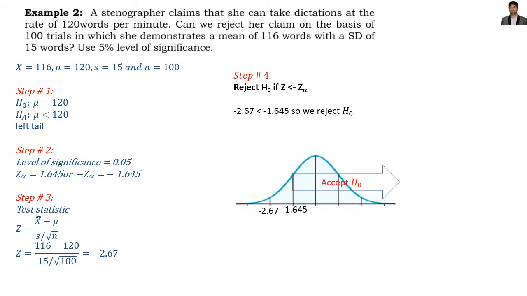Step number 4. Minus 1.645 is on the left side and right side is acceptance region. If the value of test statistic falls here, we will accept H0. So minus 2.67 falls outside this region. So it means that we reject H0.